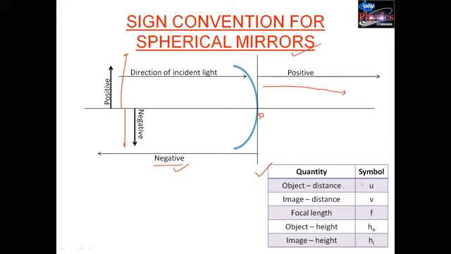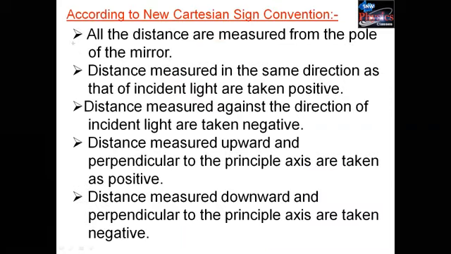So object distance is abbreviated as u, image distance v, focal length small f, object height h and suffix में हम लोगों ने o लगाना है, and image height is hi. Okay, ho, hi, u, v, f. These all are the symbols to be used further. Now we will see the rules under New Cartesian Sign Convention.